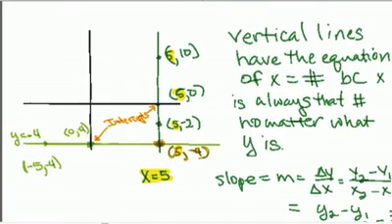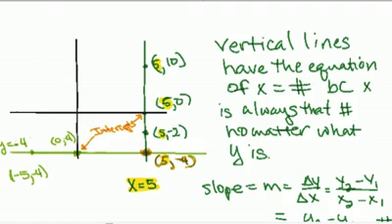So if the question is, what is the equation of the vertical line that goes through the point (5, 10), you would just write down x equals 5, or through (5, 0), it would be x equals 5, because the value of the x in your ordered pair is the equation of the line, x equals 5.